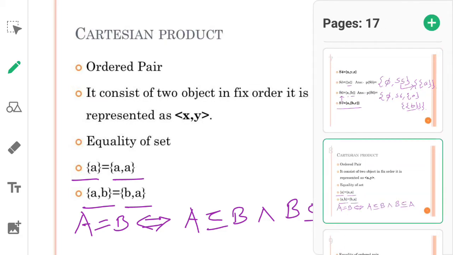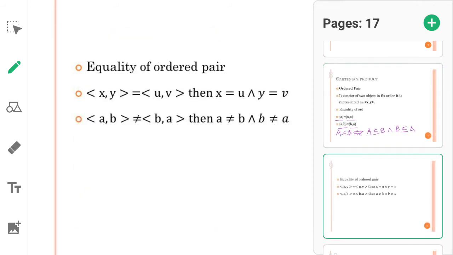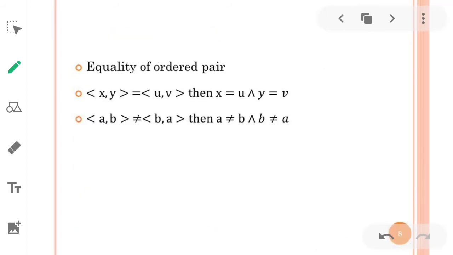But in case of ordered pair, it is different. In case of ordered pair, we compare the first element of the first ordered pair with the first element of the second ordered pair, and the second element of the first ordered pair with the second element of the second ordered pair. If both are equal, then we say that the two ordered pairs are equal.